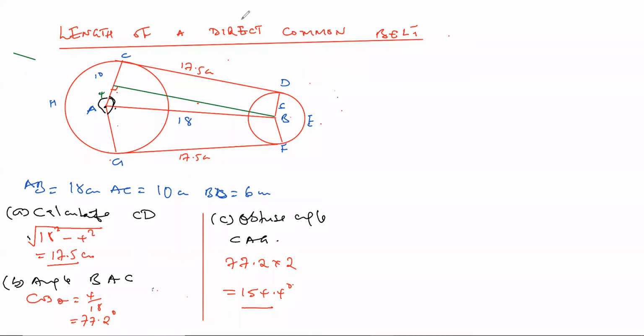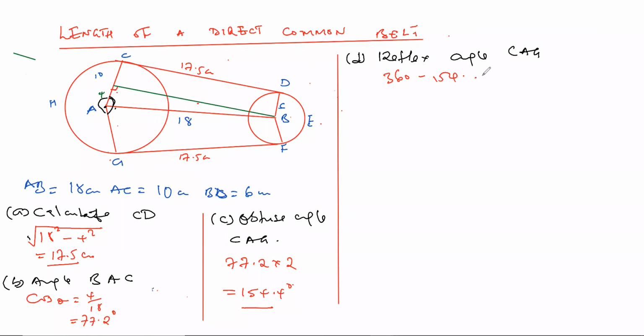How do I get the reflex angle? We know that angles at a point normally add up to 360 degrees. So since I have got this outside angle, it means I can get the other angle easily. So question D, I want to get the reflex angle CAG. Remember, here it is CAG, the same. But the first one was obtuse. The next one is a reflex. So if you want to get the reflex angle CAG, how do we do it? Like I've already said, angles at a point add up to 360. So it will be 360 minus 154.4 degrees, which equals 205.6.